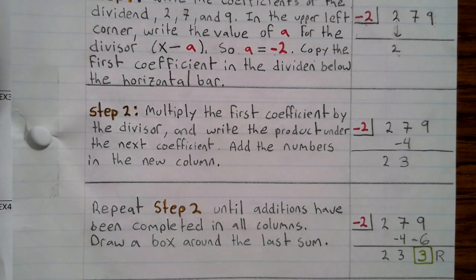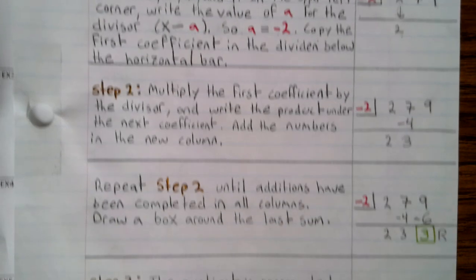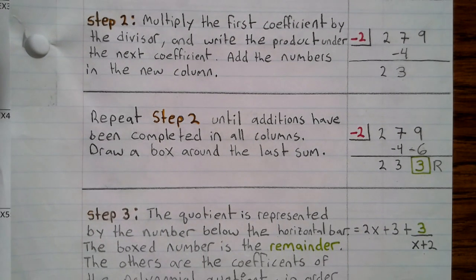Step 2. Multiply the first coefficient by the divisor and write the product under the next coefficient. Add the numbers in the new column. Repeat step 2 until additions have been completed in all columns. Draw a box around the last sum.